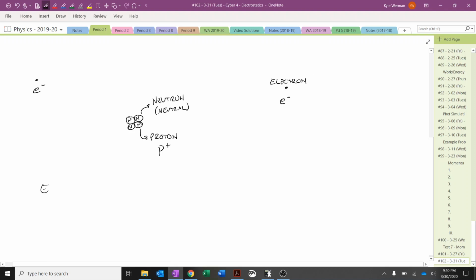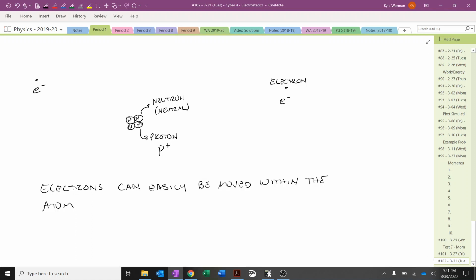So we need to understand that electrons, because they're in this cloud around the nucleus, can easily be moved both within the atom itself. So you could get all the electrons on one side, or they kind of spread out, but they have this freedom to move around. Or even transfer to other atoms in a material. So these electrons can actually be shared across the atoms of a material.